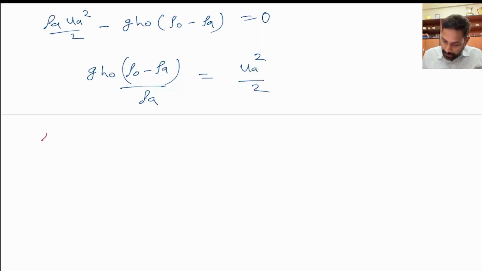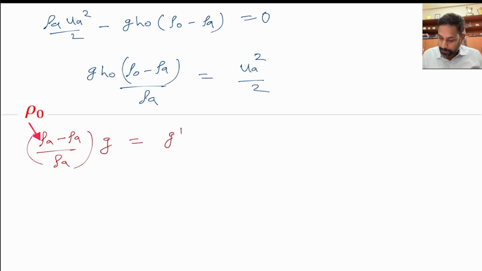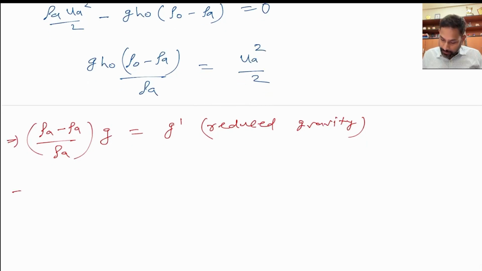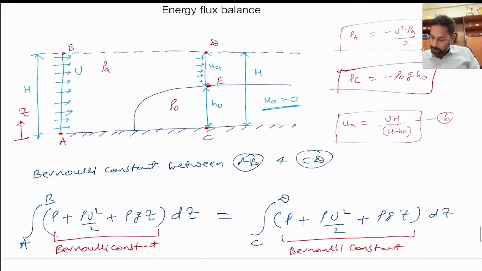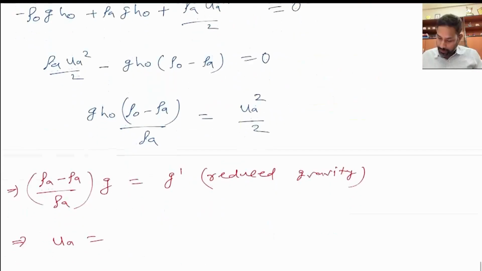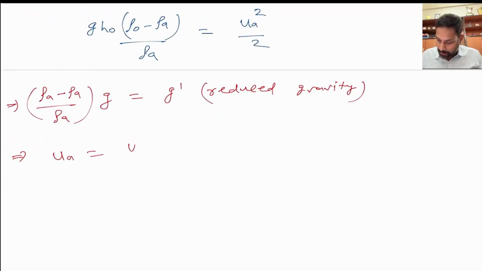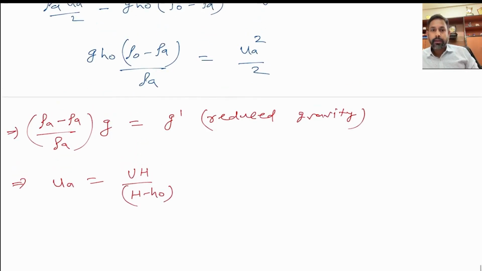Once again we know that rho naught minus rho a divided by rho a times g is equal to g prime, that is the reduced gravity. That is one thing we know, and the other thing is u a is equal to capital U H over H minus H naught, capital U H over H minus H naught, that is small u a.